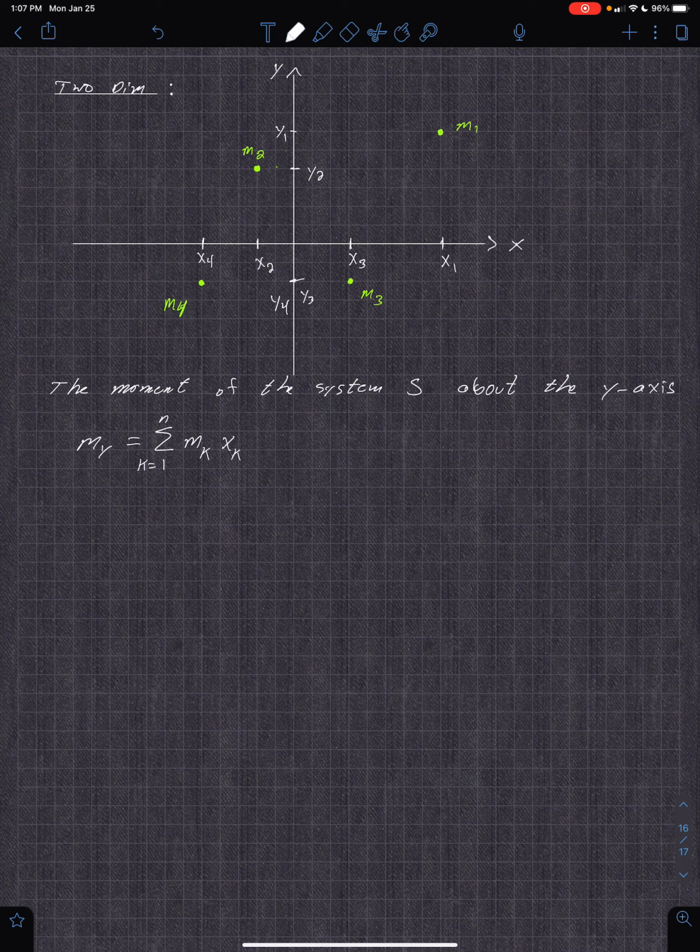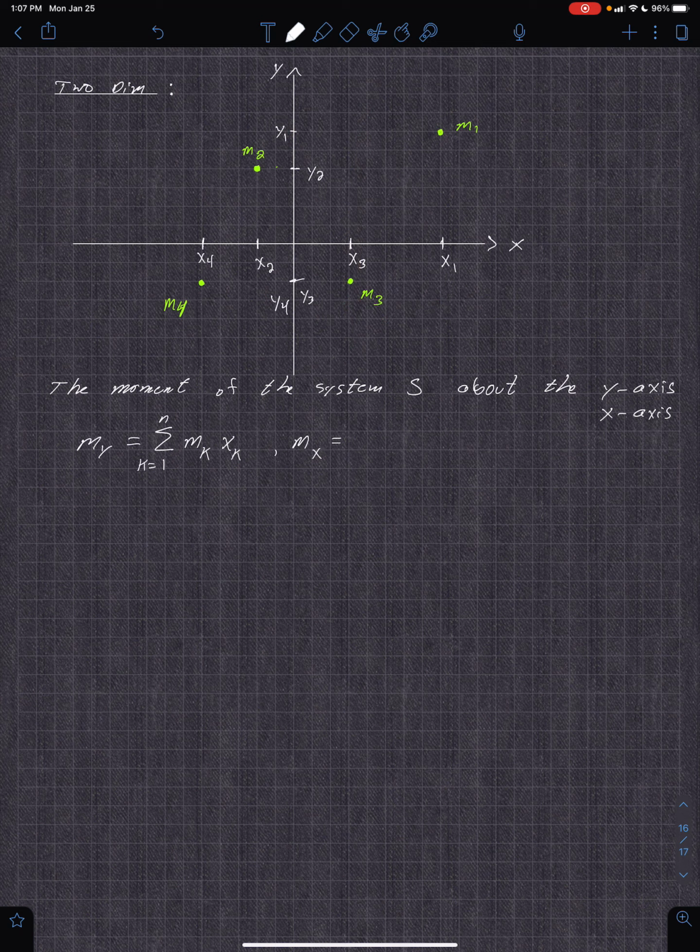Okay, and then similarly, I'll just put the x-axis here as well. Moment about the x-axis is m sub x, and it's the same type of calculation going around, so here to here, here to here, here to here. It's going around the x-axis. So we're looking at the y values.